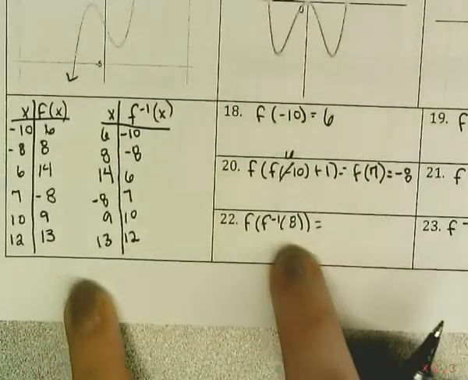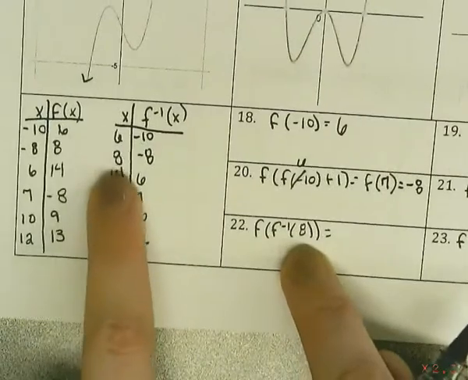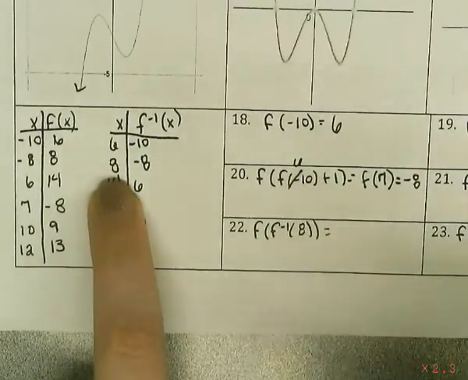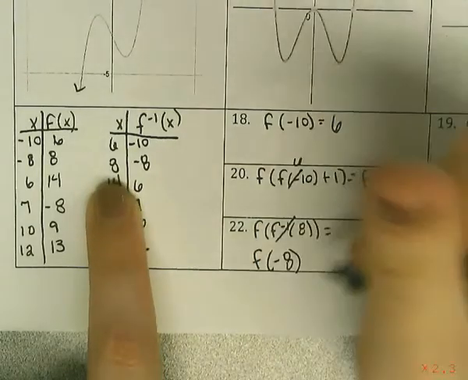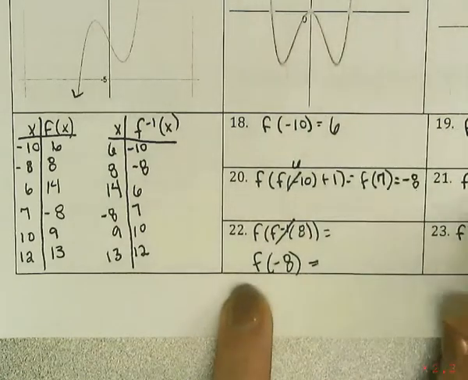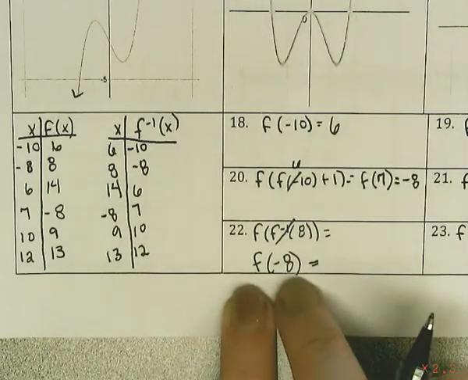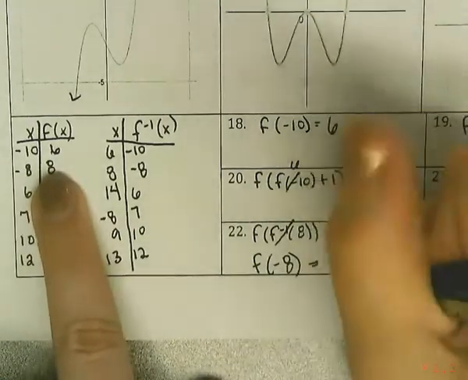22, start on the inside of your parentheses, f inverse of 8. It's the inverse. On the inverse side, if you plug in 8, what do you get out? -8. Now it's not inverse, it's just function. Function of -8. So look at your function side. If you plug in -8, what do you get out? Positive 8.